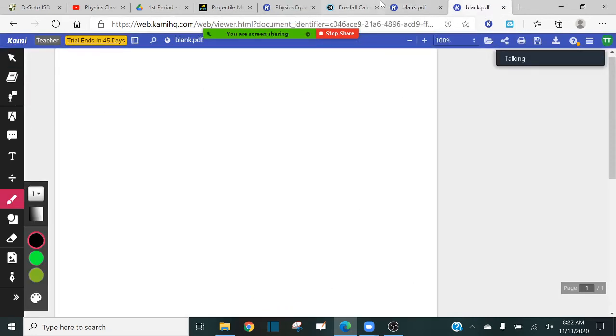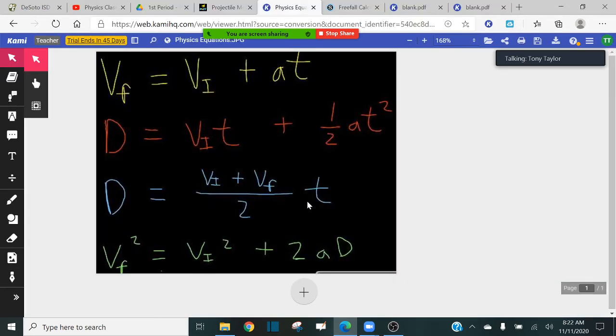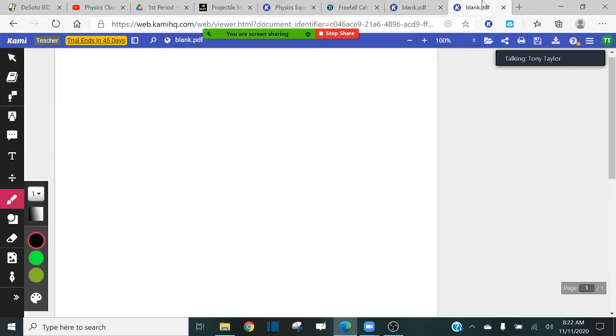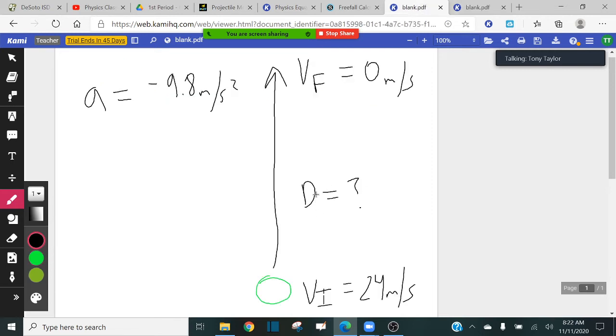And again, guys, if I were you, I would write all these equations down because you will have them available for you so you can use them on the test. So use that green equation. Final velocity squared is equal to initial velocity squared plus 2 times acceleration times distance or displacement. Remember, I'm solving for distance here.